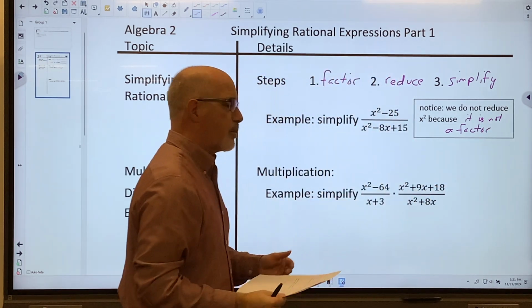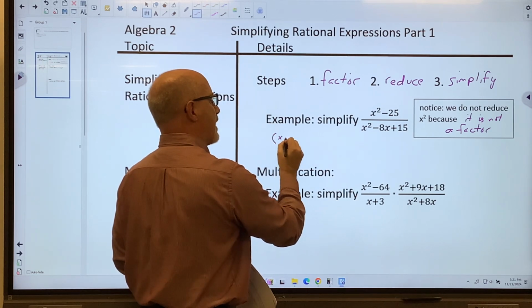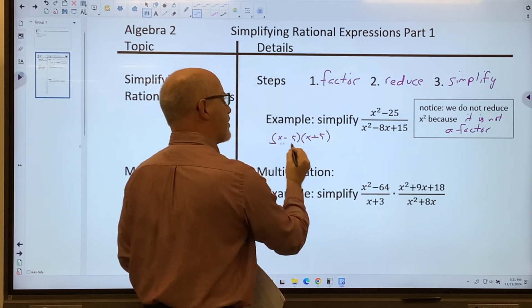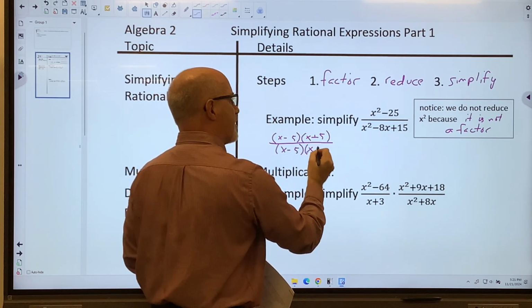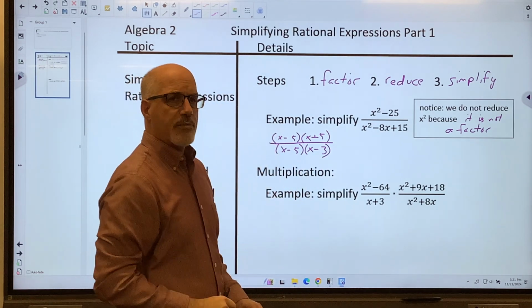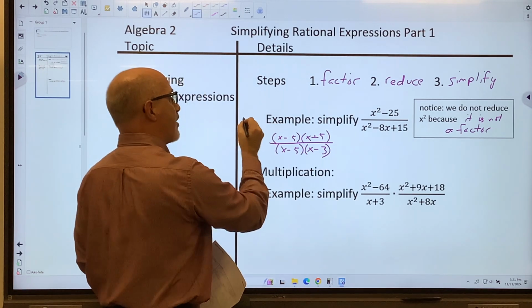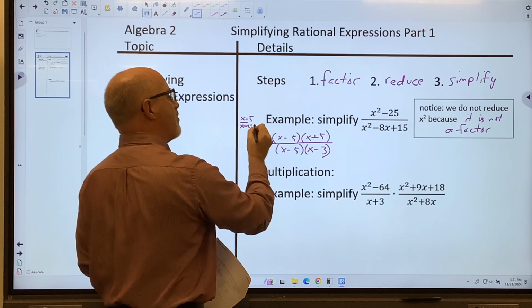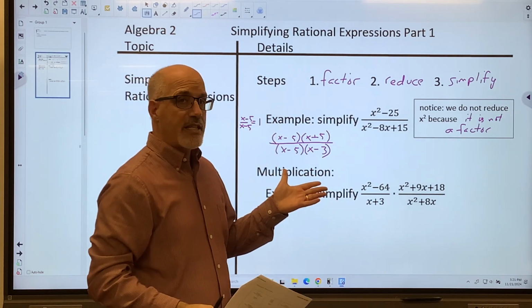So when we look at this, we want to go ahead and factor the numerator. X squared minus 25 factors into x minus 5, x plus 5. The denominator factors into x minus 5 and then x minus 3. If you look at this, we have an x minus 5 over an x minus 5 here. Those are factors of the entire numerator and denominator. X minus 5 over x minus 5, that's the same factor, that's equal to 1. A factor of 1 doesn't need to be listed.